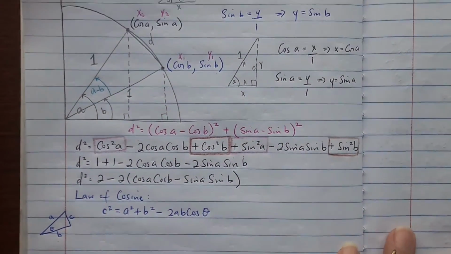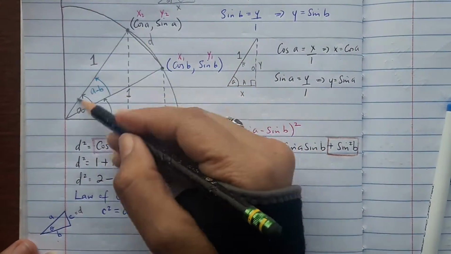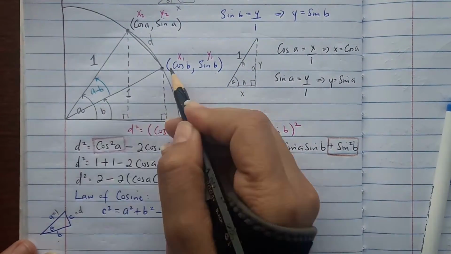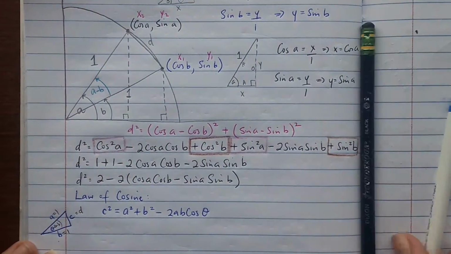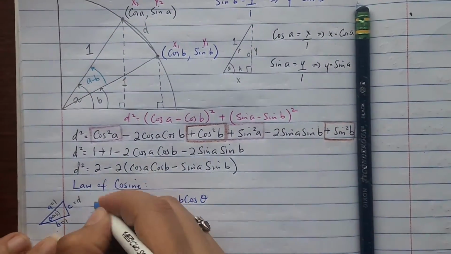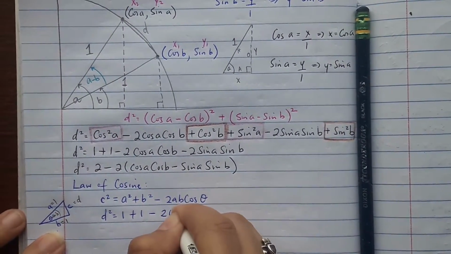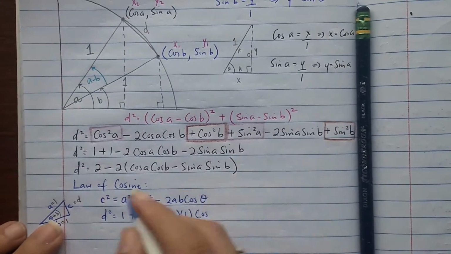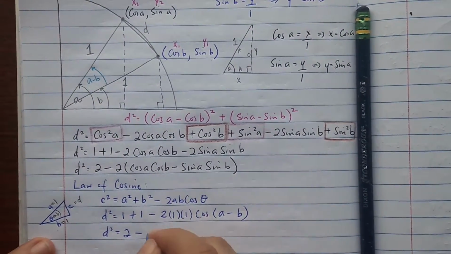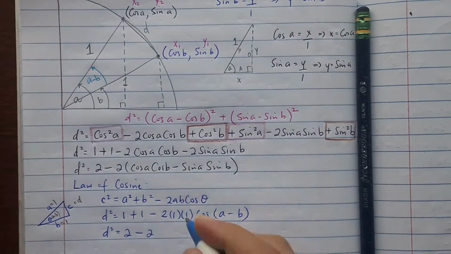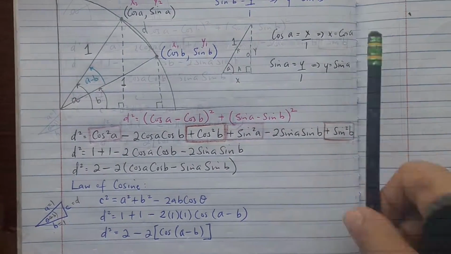C squared is d squared. A is this line there, which is 1, and B is that line there, which is also 1. And then the angle is A minus B. So we're looking at that little triangle there to find d. So d squared is equal to 1 plus 1 minus 2 times 1 times 1 cosine of A minus B. Simplify that out a little bit, you're going to get 2 minus 2, and I'm going to factor it out, cosine of A minus B. The reason I factor it out is you're going to see it in a second.